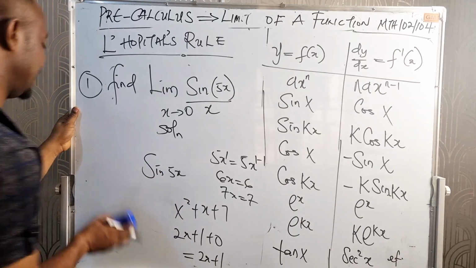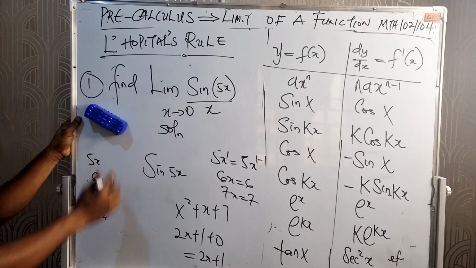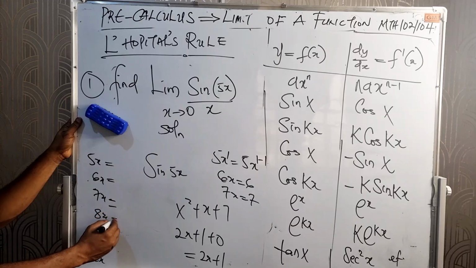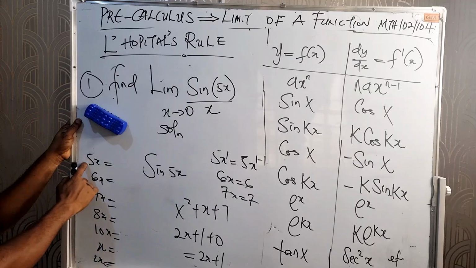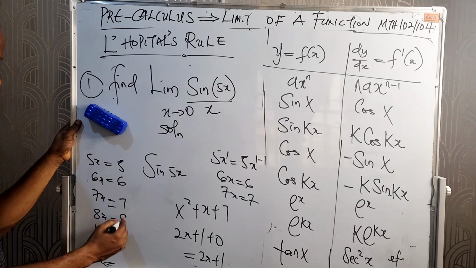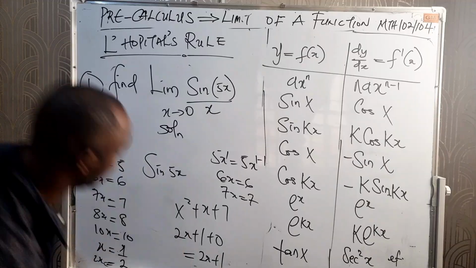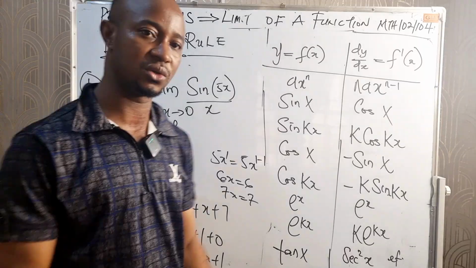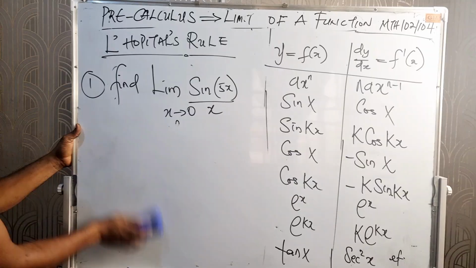So any terms like 5x, 6x, 7x, 8x, 10x, x itself, let's say 2x, their derivative is just those numbers, their coefficients. For 5x is 5, for 6x is 6, for 7x is 7, for 8x is 8, this is 10, this is 1, don't forget, this is 2. Then, whenever you differentiate any constant, the answer is 0. All constant values must have a derivative of 0. Take note of that.